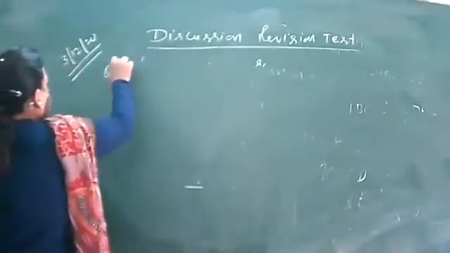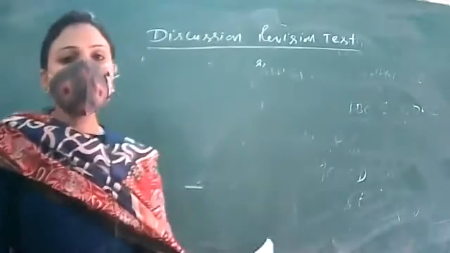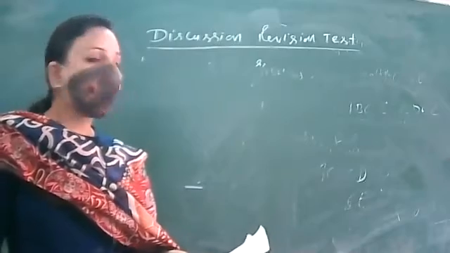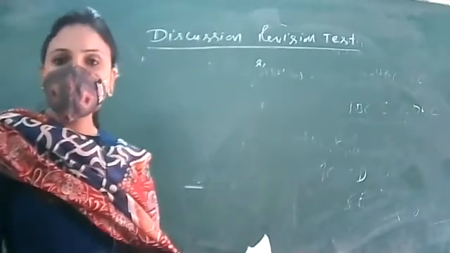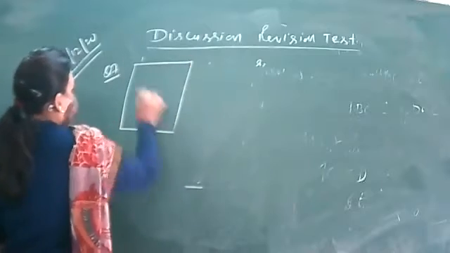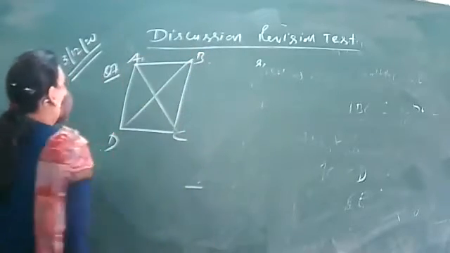The seventh question is, if the diagonals of a parallelogram are equal, then prove that it is a rectangle. The basic figure is given to be a parallelogram in which the diagonals are given to be equal.